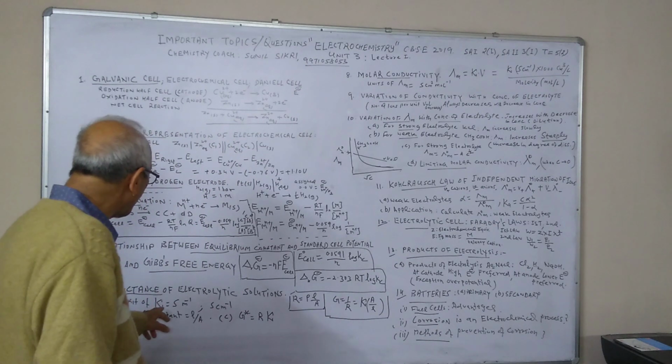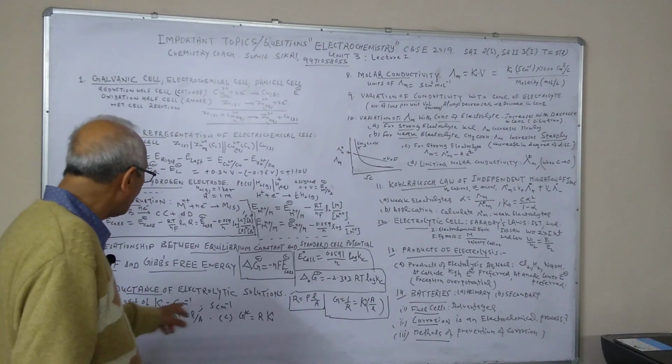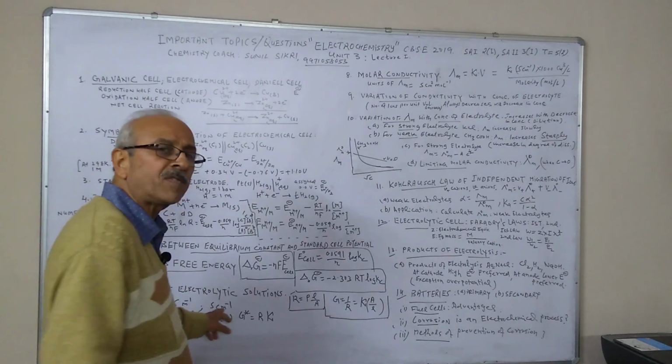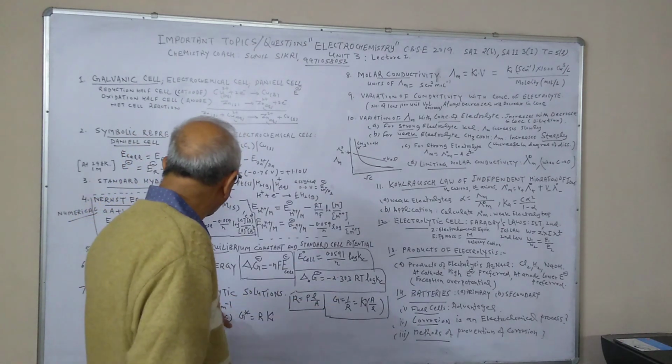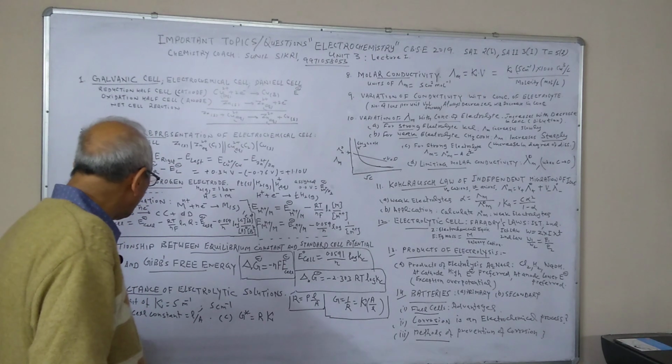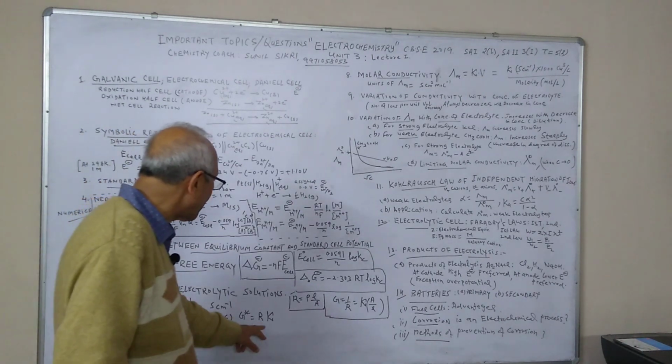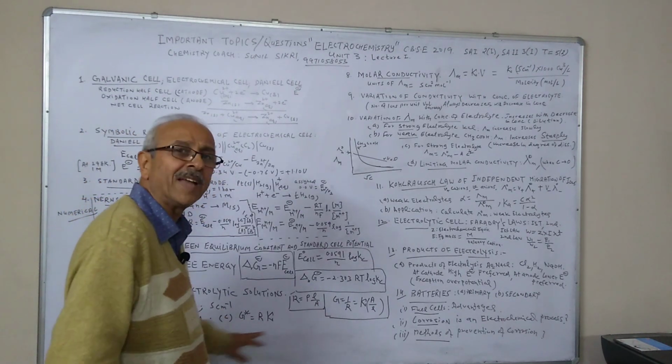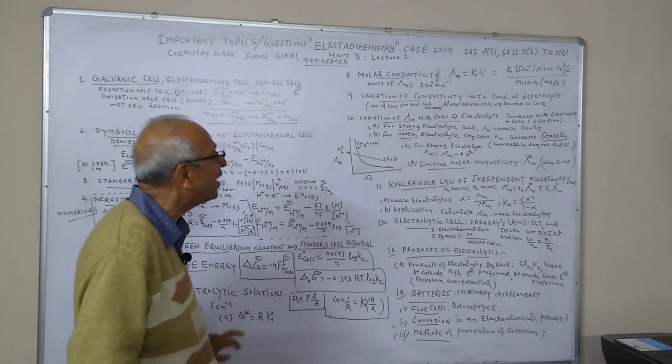Siemens per meter inverse, but since meter is a very long length, most of the time we use Siemens per centimeter inverse. And there is a relationship between cell constant, resistance and conductivity. It is a very important relationship, as questions have been asked on it repeatedly many times.